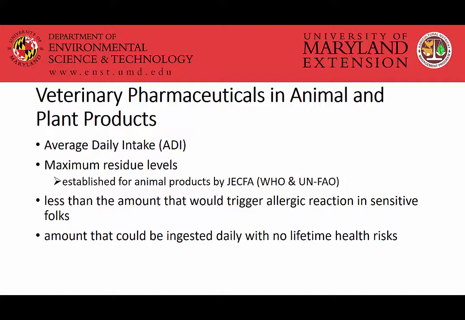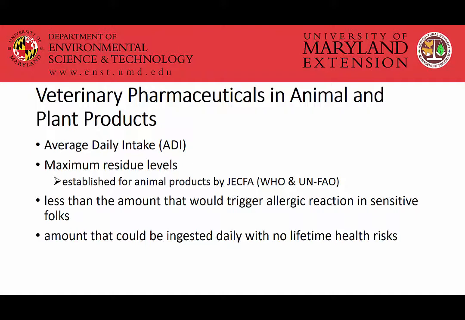So they look not only at antibiotics, but a whole bunch of other things that are used in the food system. And they're the group that has set up both the average daily intake levels and the maximum residue levels. And those maximum residue levels are only set for animal products. There wasn't any recognition that there might be an issue in plant products, right? Because it's the animals that are getting medicated, so look at them.